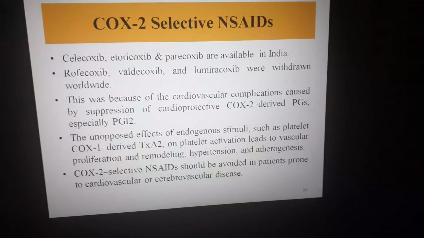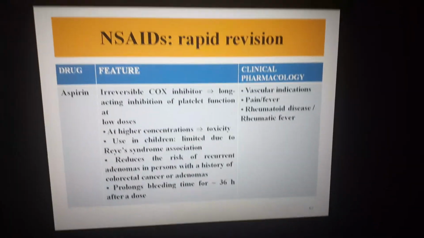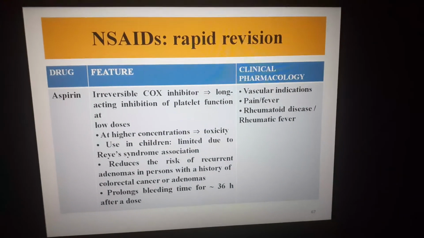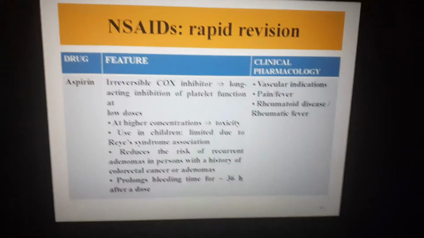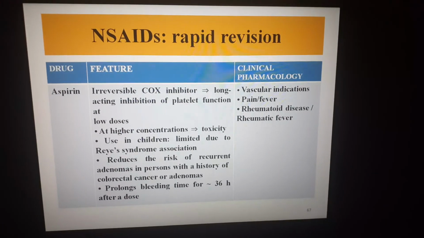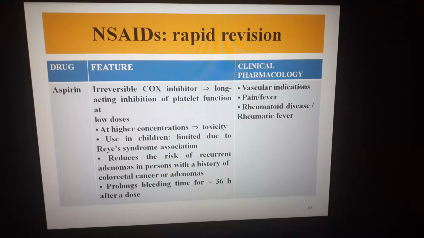Then some COX-2 selective inhibitors. The drugs are called COXIBs, but very few of them, such as celecoxib and etoricoxib, are available. The rest of the COXIBs are withdrawn from the market because of their adverse cardiovascular effects.